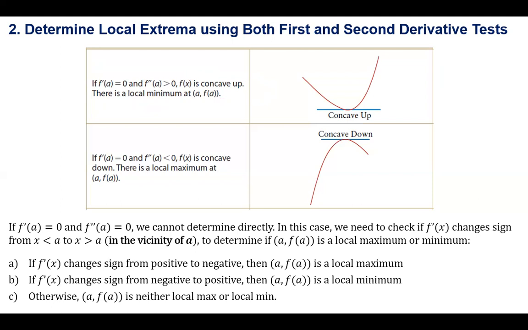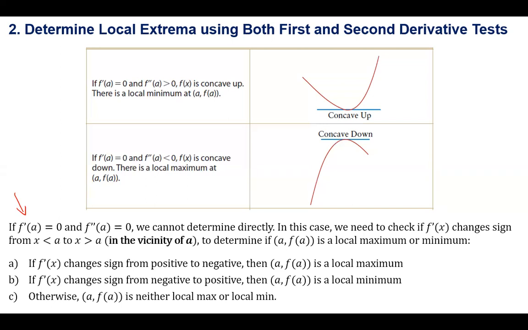Well, in that case, that's a special case, which is included here. If the first derivative is 0 and the second derivative is also 0, in this case, usually we can't determine directly. In this case, we need to check whether the first derivative of f(x) changes sign from x smaller than a to x greater than a, or in the vicinity of a, as what we have done in our previous class. You need to check the sign of the first derivative before and after this point, okay?